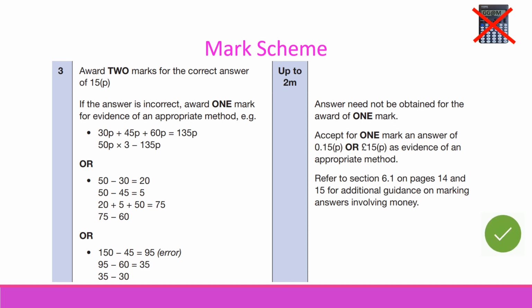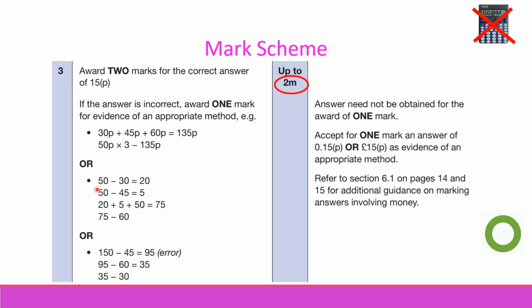The mark scheme of this question says up to 2m, which means 2 marks. So you can get 1 mark for showing an incorrect answer, but with the appropriate method, or with a correct method. So that could have been 30p plus 45p plus 60p is equal to 135. 50 times 3 is 150. Take away the 135, that is 1 mark.